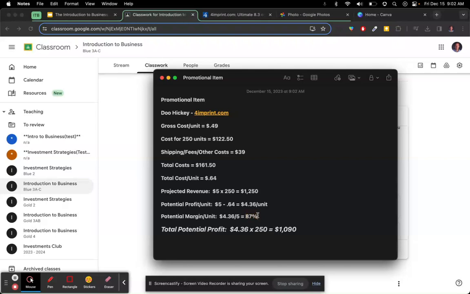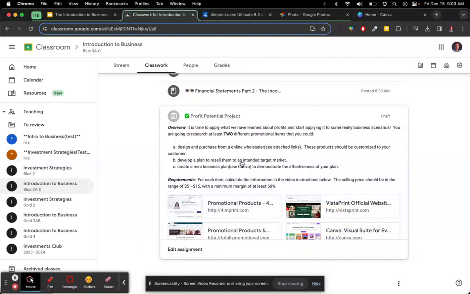If you're still unsure about what that margin calculation is, I encourage you to go back to the previous part of the lesson and review. And then here, this shows me what my total potential profit is. So if I sold all 250 of these promotional items and profited $4.36 on each unit, my profit for the business would be $1,090.